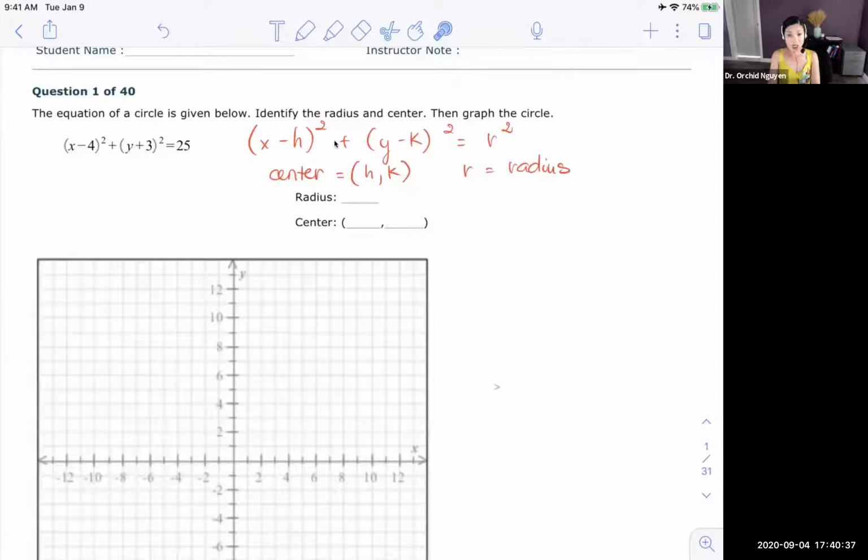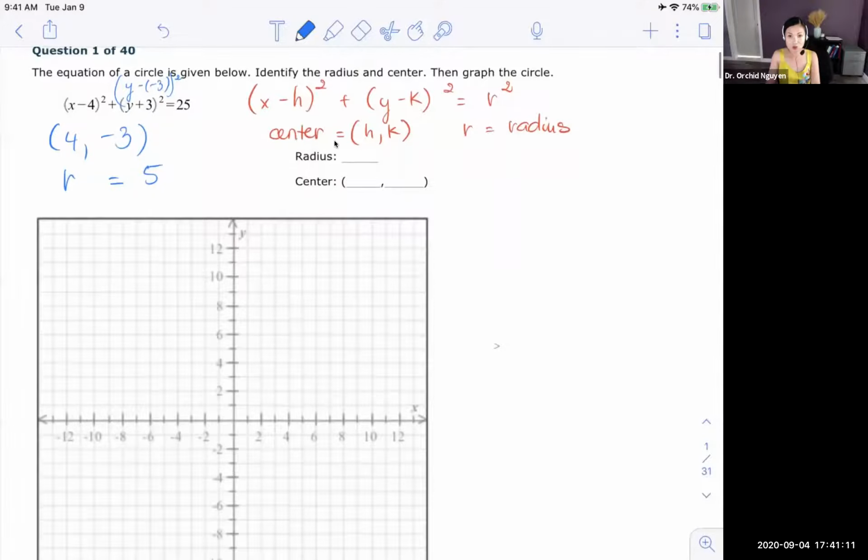We have this form because if you see this form, you can recognize the center, which is (h, k), and the radius, which is r. So you can see right here, for our first example, the center is 4 and -3. Notice that this is y minus -3 squared. Okay, so that's why we have -3 for k. And the radius is 5 because you need to take the square root of 25.